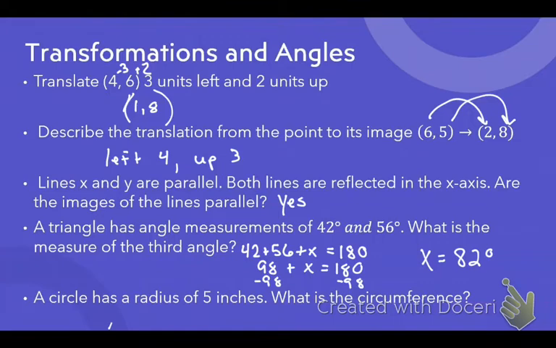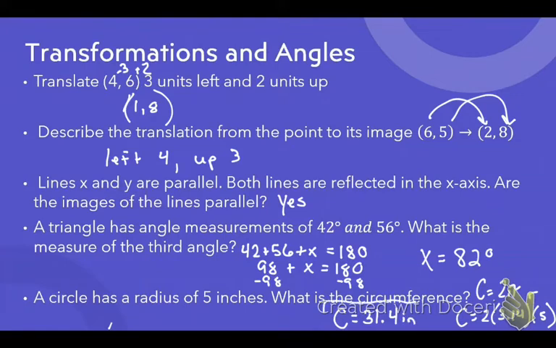Now, the trick to this last question is knowing the formula for circumference. What is my formula? C equals 2 pi r. So multiply 2 times 3.14 times whatever your radius is. And what would that be? 31.4, right? Oh, yeah, 31.4.